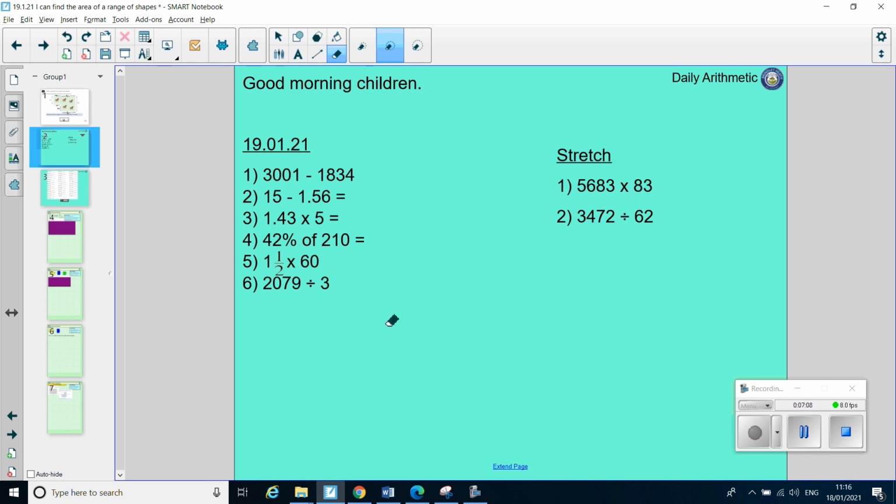Question 6, bus stop method for division. 2079 divided by 3, and the answer we were looking for was 693. Stretch questions. Number 1, the answer was 471,689, and question 2, the answer was 56. Okay, year 6, hope you got on all right with those today.